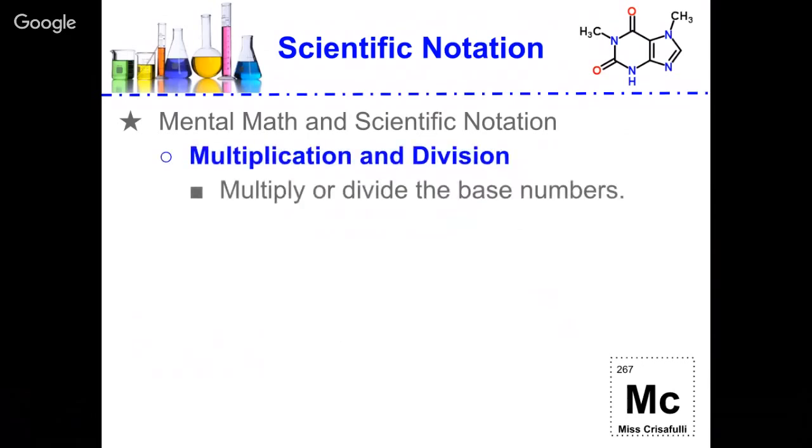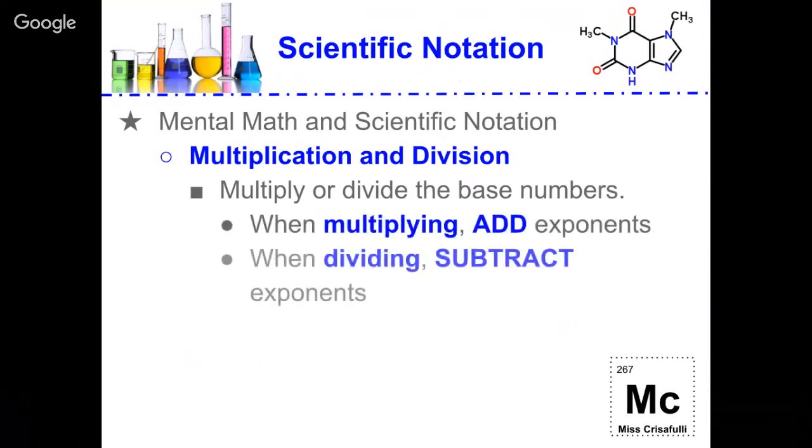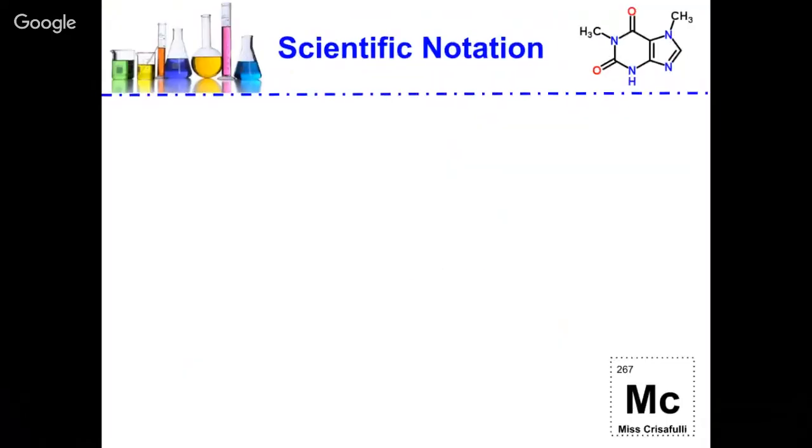So when you're multiplying or dividing and you have scientific notation, you're going to multiply or divide the base numbers. That's going to be your coefficients. And then when you're multiplying, you're going to add the exponents. And when you're dividing, you're going to subtract the exponents. So let's look at a multiplication example.